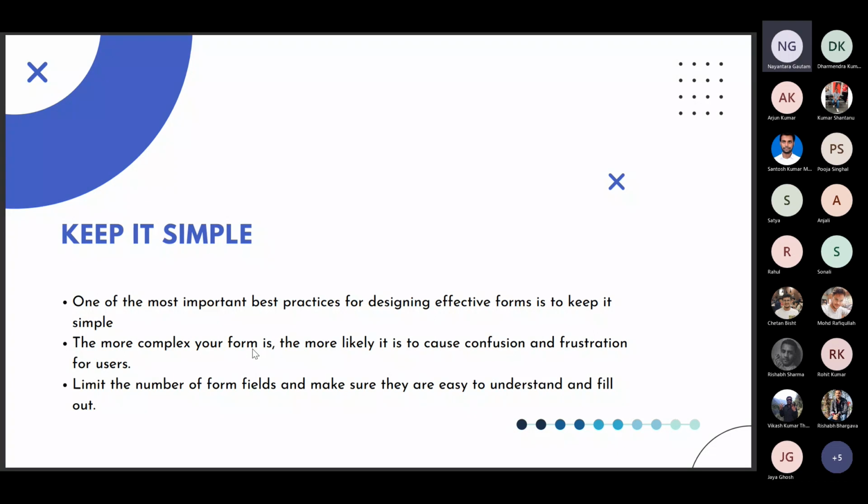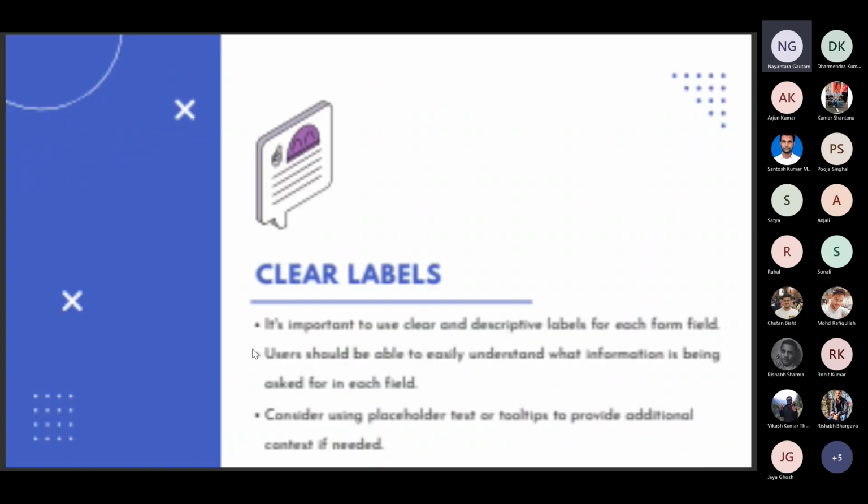The second tip is that we need to keep it simple. One of the most important best practices for designing effective forms is to keep it simple. The more complex your form is, the more likely it is to cause confusion and frustration for users. So we need to limit the number of form fields and make sure they're easy to understand and fill out. The fewer the number of fields, the easier it is for the users to navigate throughout the form.